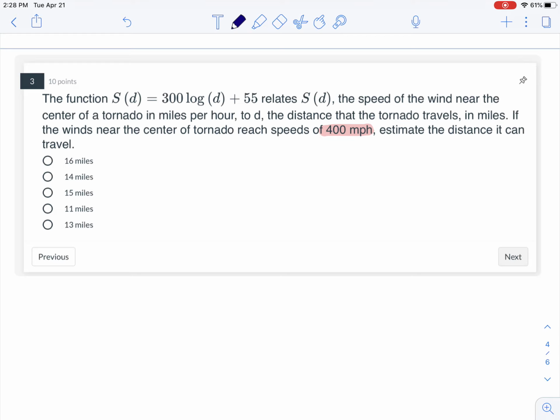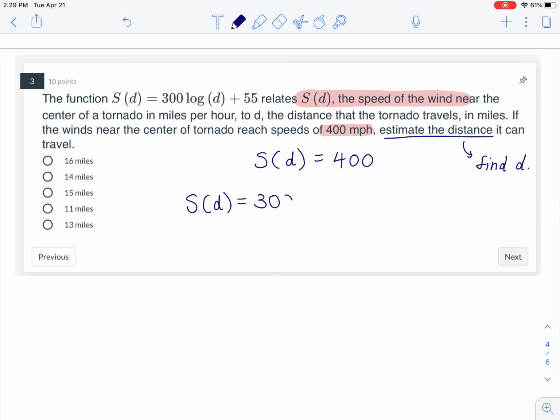If we're given a number here, we need to identify what this 400 miles per hour is. It's the wind near the center of the tornado, right? S of D is the speed of the wind near the center of the tornado. So what they just gave us is that S of D is equal to 400. What they want you to find is to estimate the distance. In other words, they want you to find D.